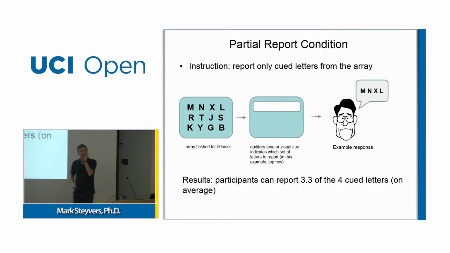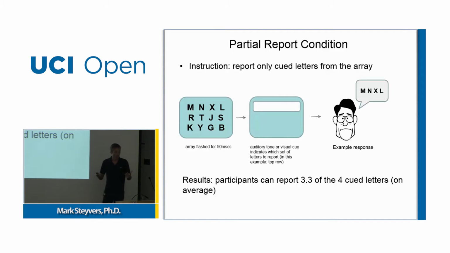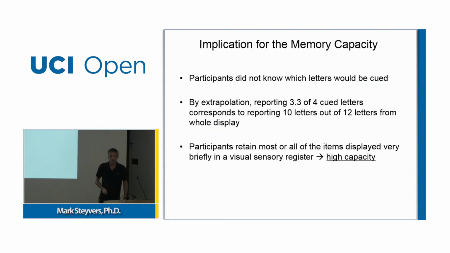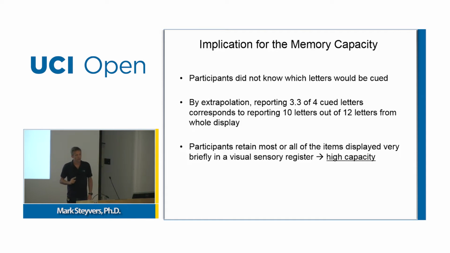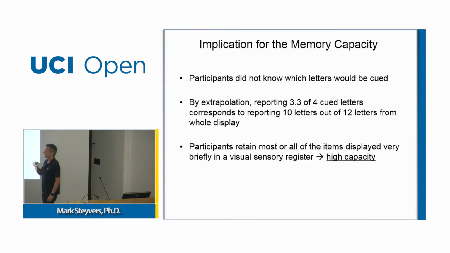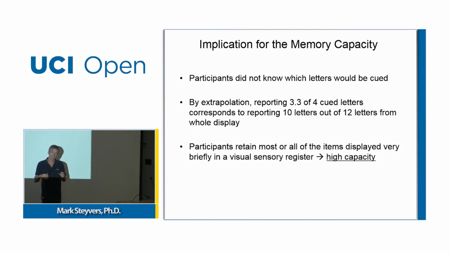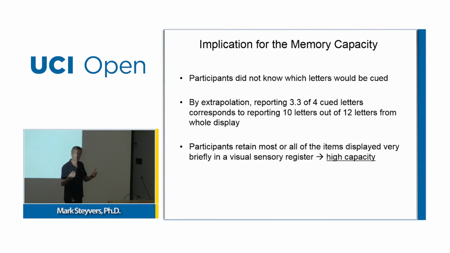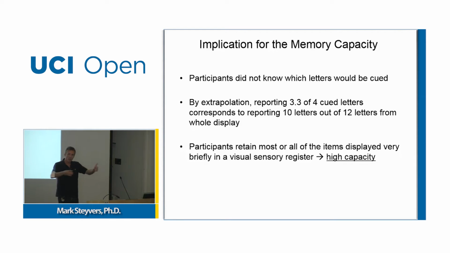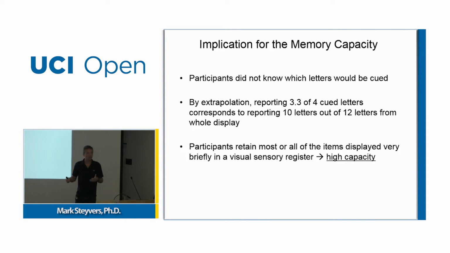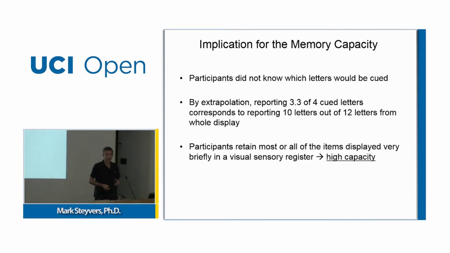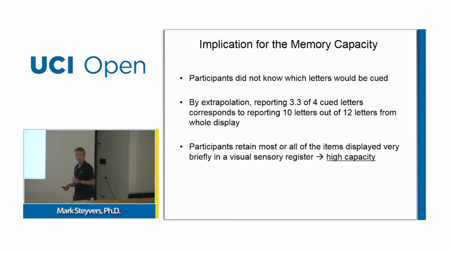Now, why is this important? This doesn't seem like we've achieved very much here. But there's an interesting logic you can go through. Again, you don't know in advance which letters will be cued. But from the performance in the partial report, you can get an estimate of how much you would be able to recall if you could do any row. And so if you recall 3.3 of 4 cued letters, then that corresponds to 10 out of 12 letters from the whole display. And that's much more than a third.